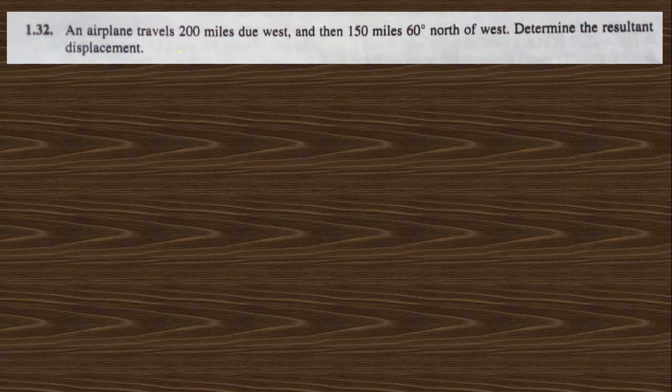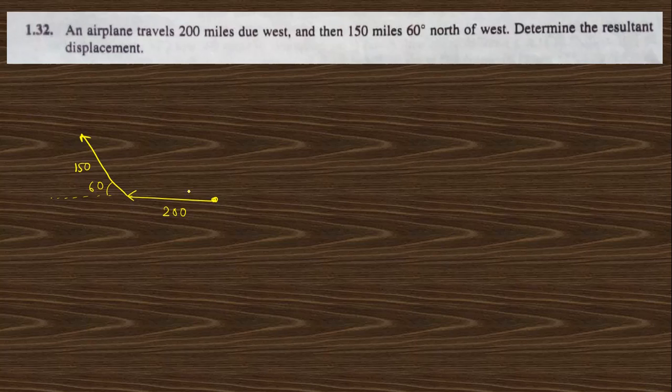Okay. Next, the question says that an airplane goes 100 miles due west. The plane goes to the west 200 miles, then 150 miles north of west. So from west towards the north, this angle is 60 degrees. Okay, determine the resultant of this displacement.